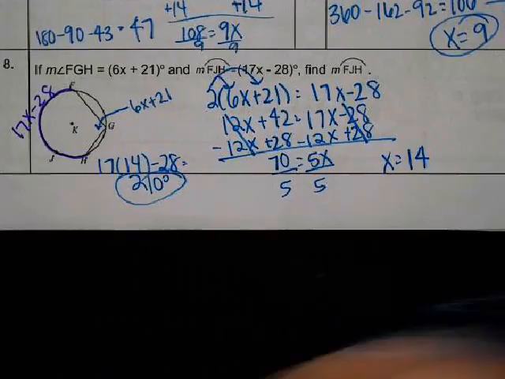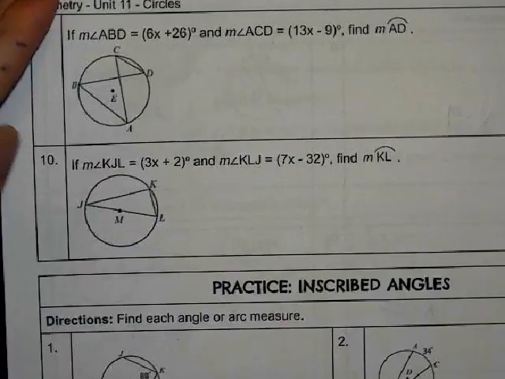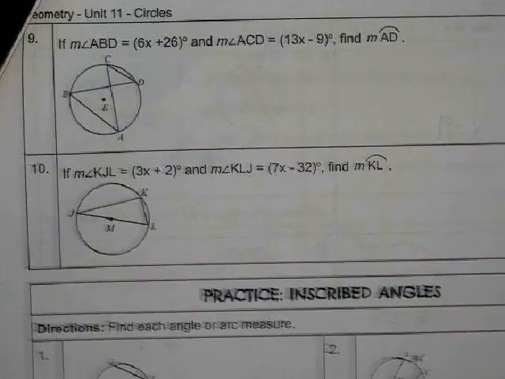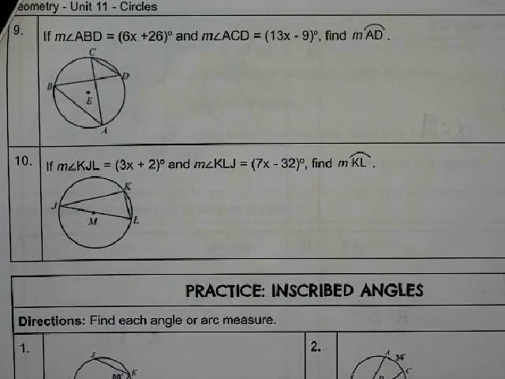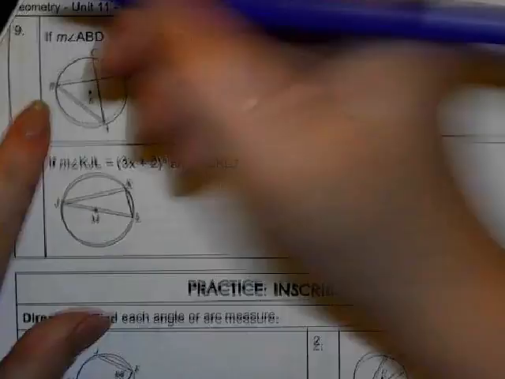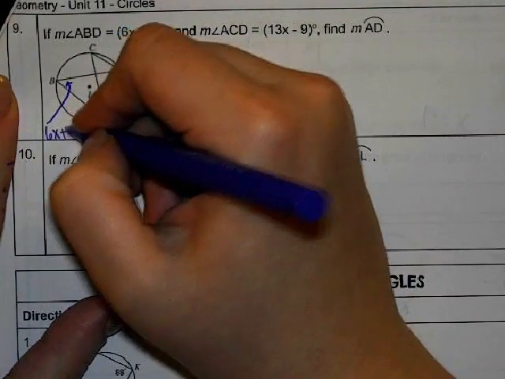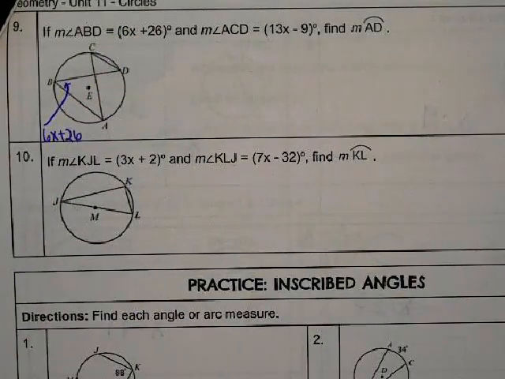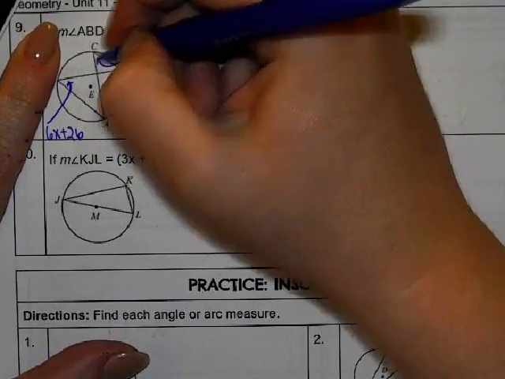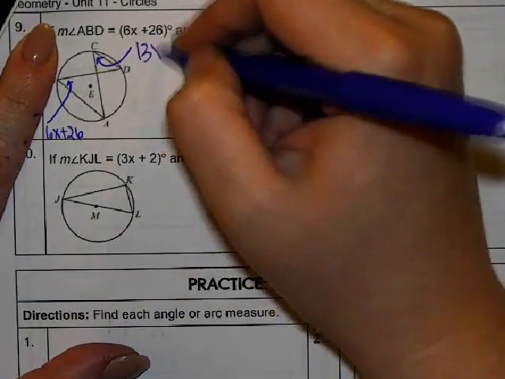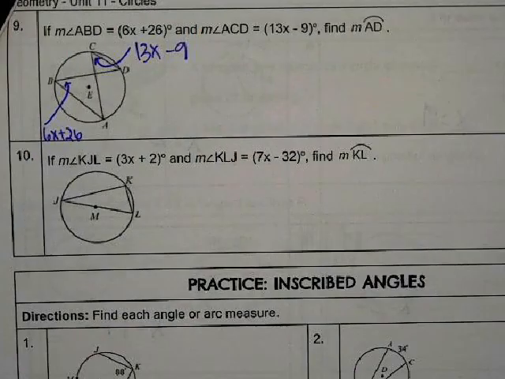Flipping over to the next page, on number 9 on the top of page 15, I'm going to label what it gives me again. I've got ABD, that's this angle here. That is 6x plus 26. And then I've got ACD, that is this angle here, is 13x minus 9. It wants me to be able to find the arc.